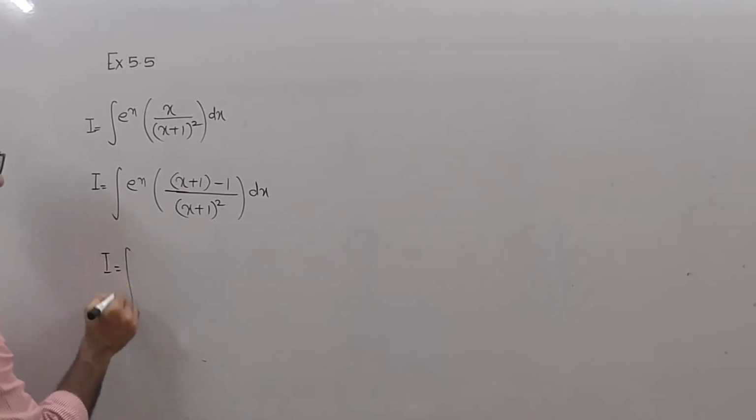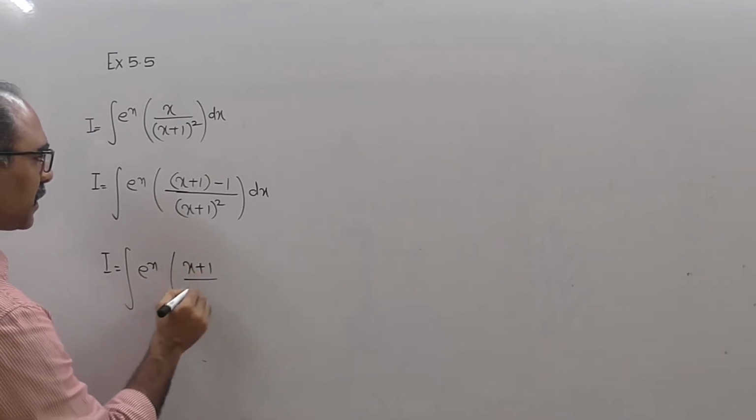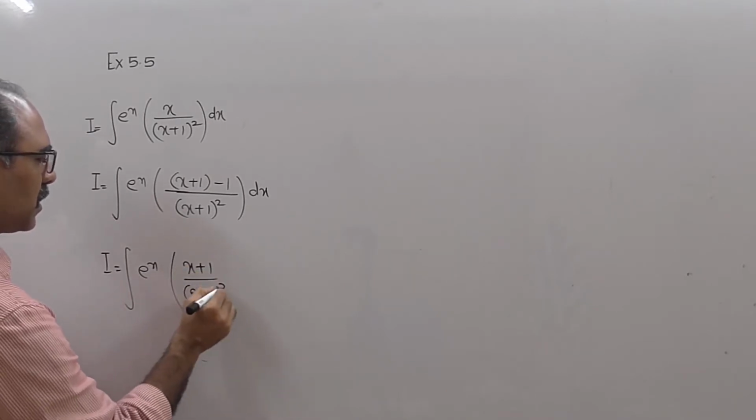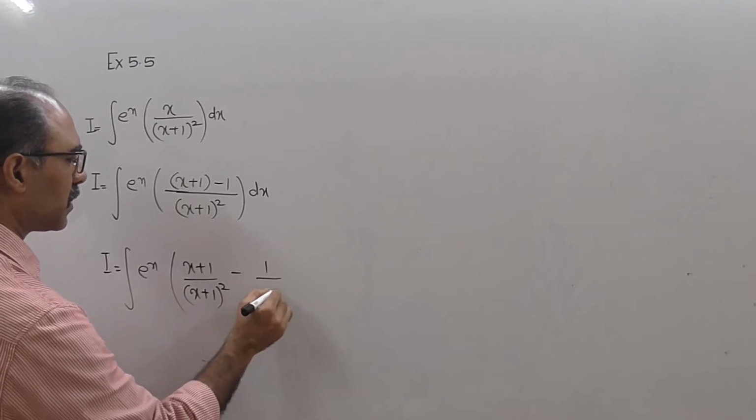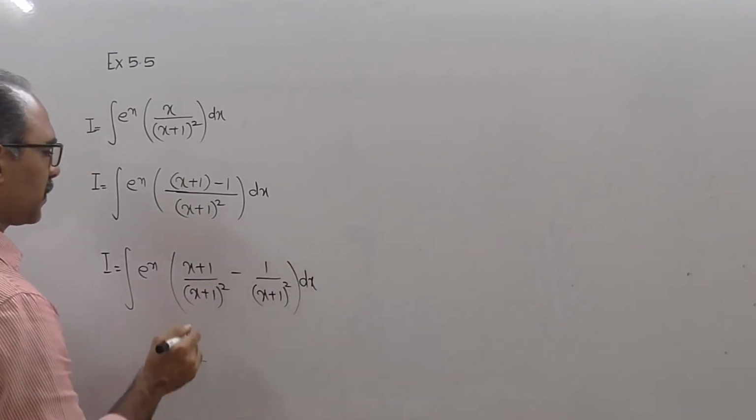So I equal to integration. You can write this as x plus 1 upon x plus 1 the whole square minus 1 upon x plus 1 the whole square.